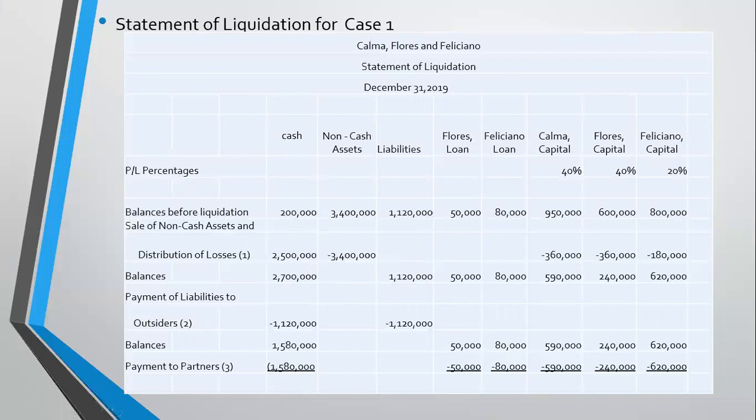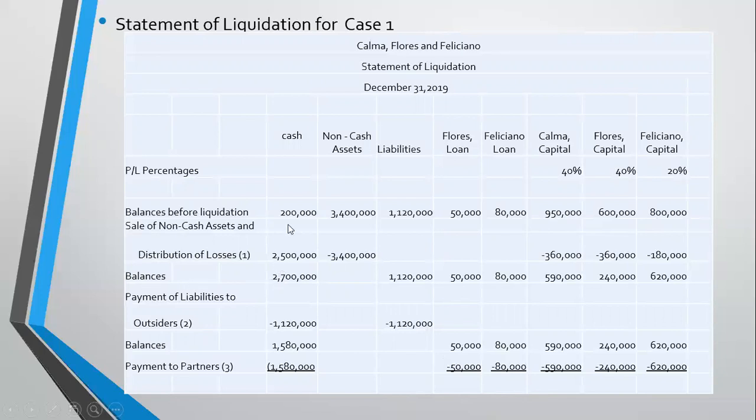And the loss on realization that we have identified amounting to 900,000 kanina is divided siya sa mga partner using the kanilang P&L percentages. So ito yon. So it is a deduction in their capital balance, no? And then after ma-reflect natin yung nasa first step, get the balances.